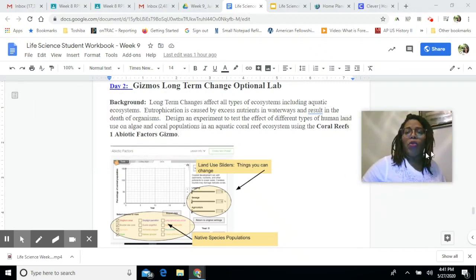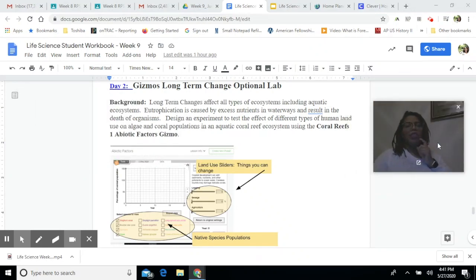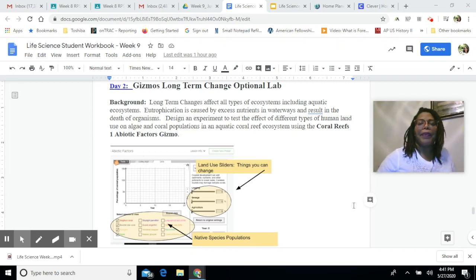We did a lab somewhat similar to this before, but this one is actually quite different. We talked about eutrophication, and that's what this lab really is going to focus on, though we're not calling it that. And we talked about how eutrophication occurs because there are too many nutrients in the water. So in this lab, you're going to look at the coral reef abiotic factors gizmo that you can get to through your Clever account. You log into Clever, and then you're going to search for coral reefs. And if you do that, you'll click on the one that's abiotic factors. I am going to show you that in just a second.